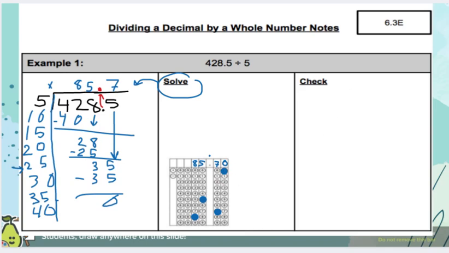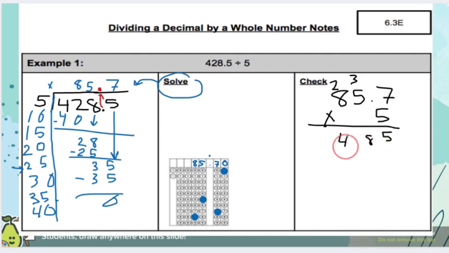So in order for us to check, we have to do the opposite operation, which is called the inverse. That means I'm going to multiply 85.7 times 5 to check if this is correct. So 85.7 times my 5. 7 times 5 is 35. 5 times 5 is 25, plus 3 more is 28. 8 times 5 is 40, plus 2 more, 42. Okay, and then right here, I need to add my decimal. So my decimal goes right here, and that is my answer. So this is correct. Okay.